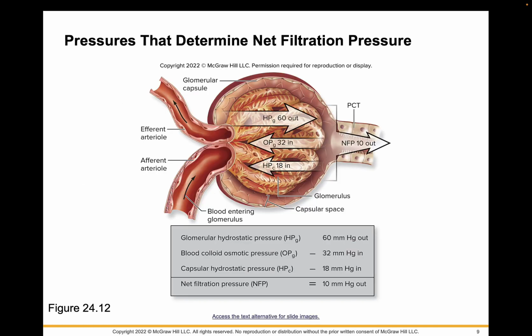Now, I'm not going to spend a lot of time focusing on the numbers, okay? The important thing to keep in mind here is that the major driving force is going to be glomerular hydrostatic pressure. It's about 60 millimeters of mercury. If we look at the opposing forces, we have the blood colloid osmotic force. That's approximately 32 millimeters of mercury. We also have the capsular hydrostatic pressure. That's approximately 18 millimeters of mercury. And what that does, it gives us a net filtration pressure that favors filtration of 10 millimeters of mercury out.